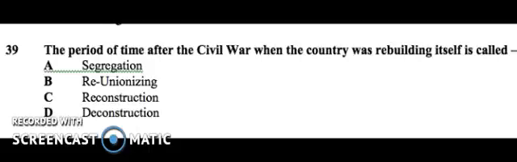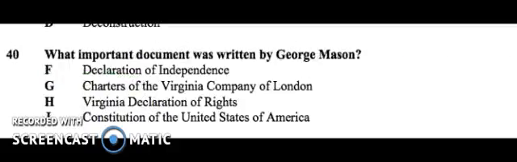Question 39. The period of time after the Civil War when the country was rebuilding itself is called A. Segregation, B. Reunionizing, C. Reconstruction, or D. Deconstruction.